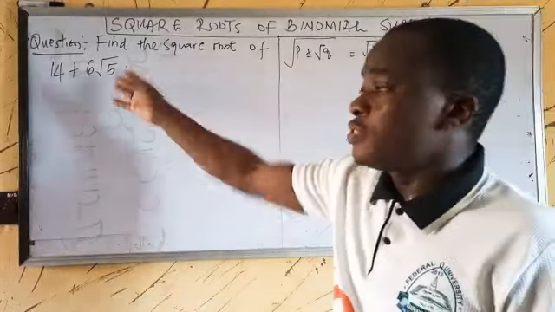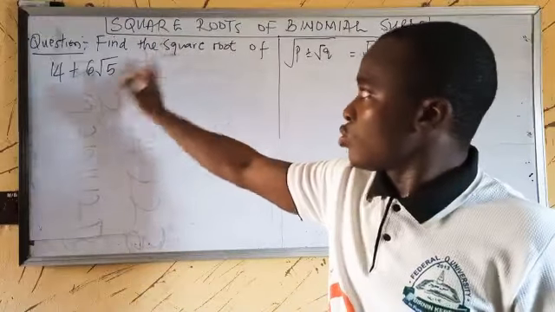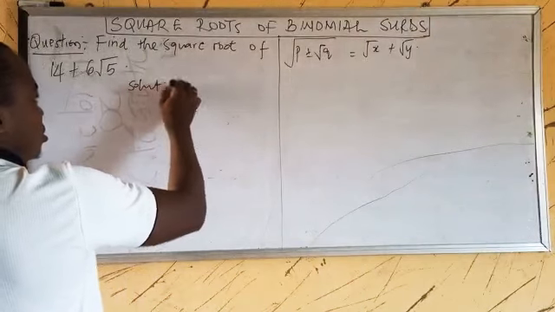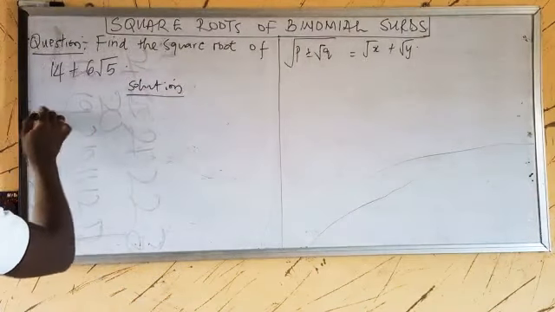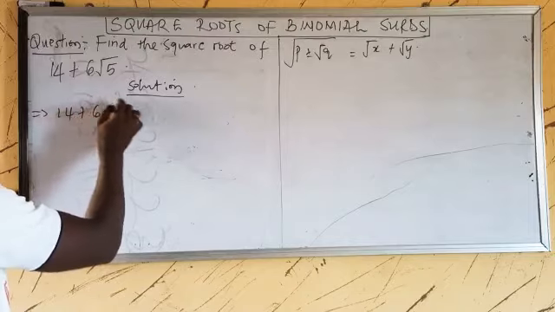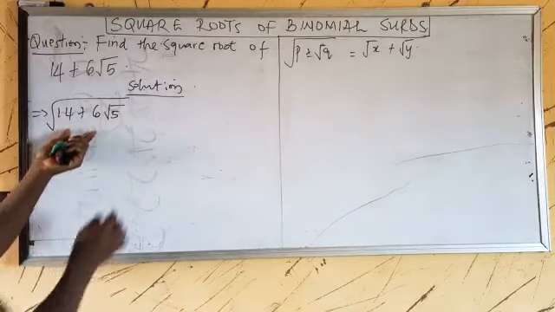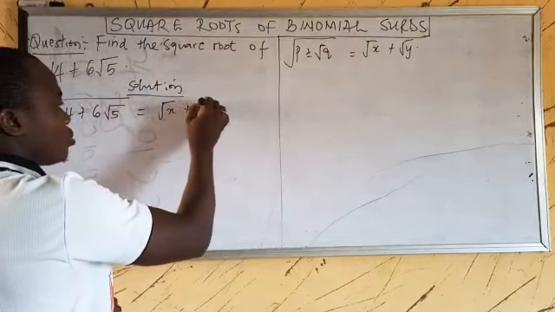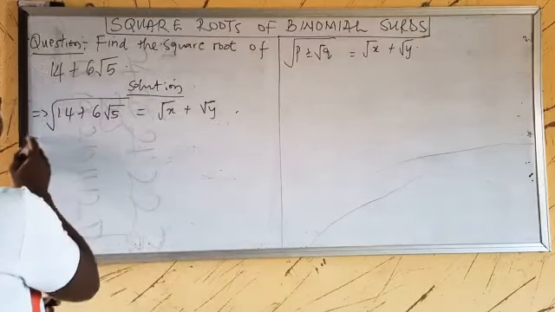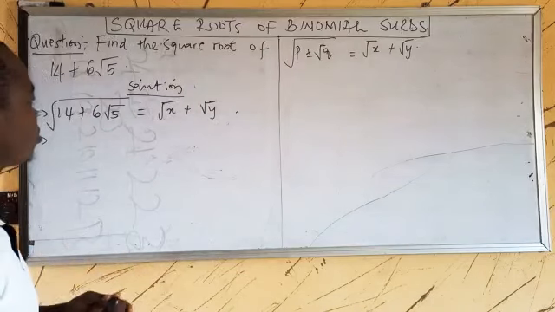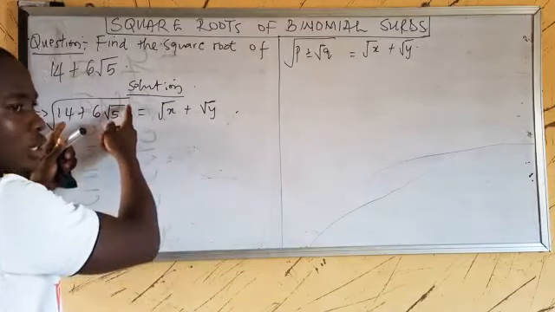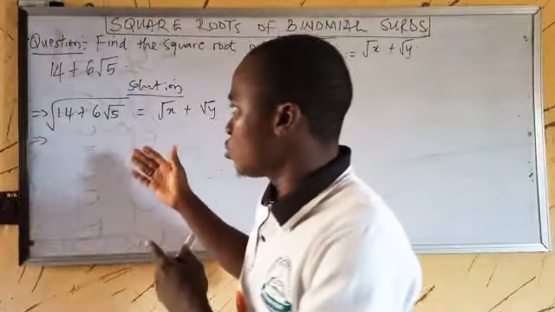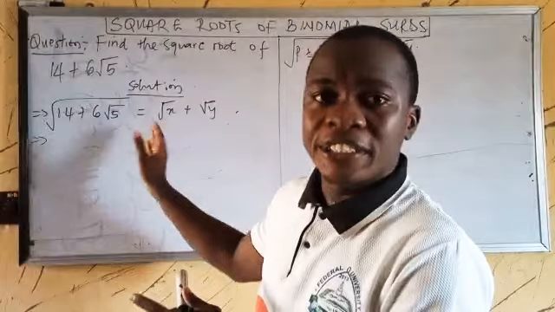So now we have this problem. They say we should look for the square root of this. We start the solution by writing it like this: the square root of 14 plus 6 root 5 will be equal to root of x plus root of y. What's the next thing to do? The next thing to do is to do away with the giant square root. To do away with this giant square root, you square both sides.